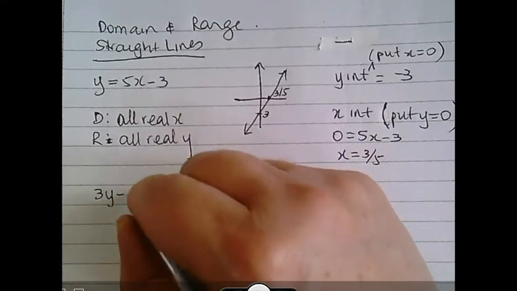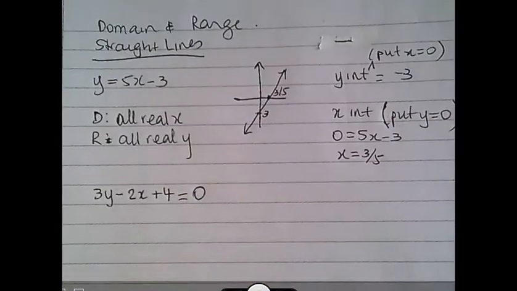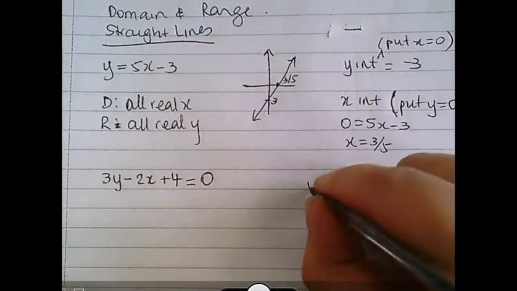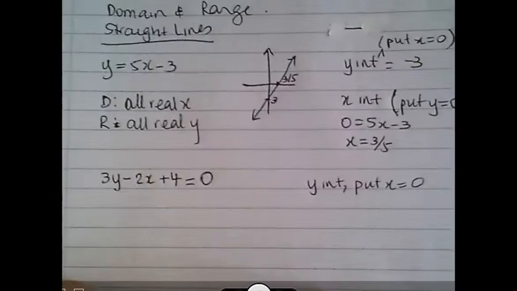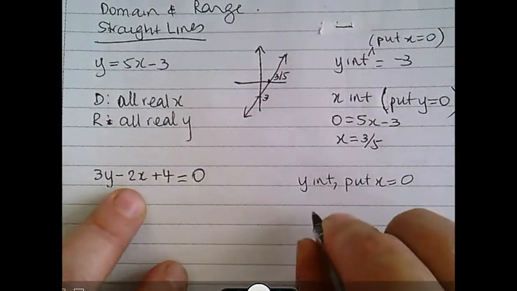3y minus 2x plus 4 equals 0. I can sketch this line by putting it in y equals mx plus b form if I want, but why don't I just find the y-intercept by putting x is 0. What have you got?